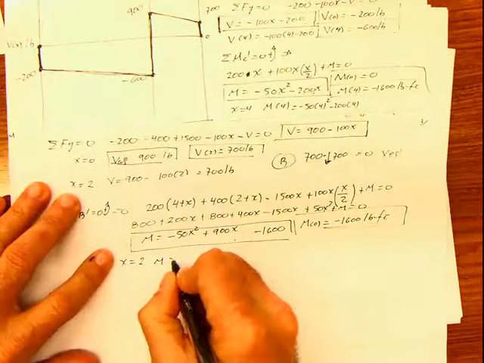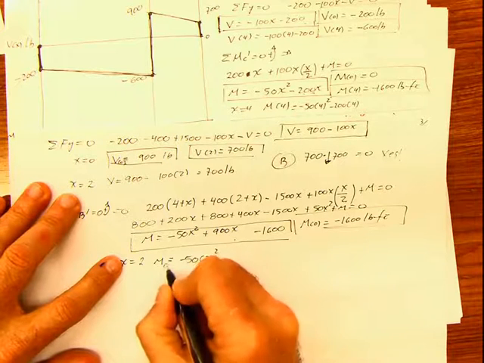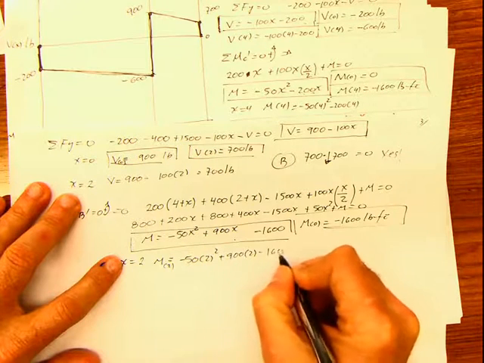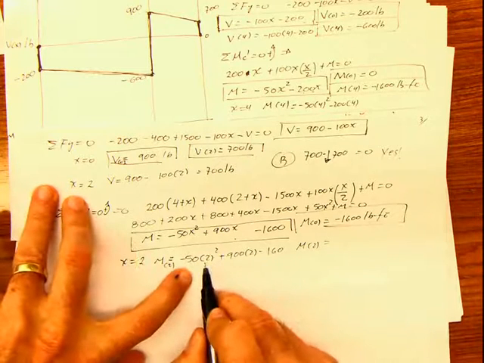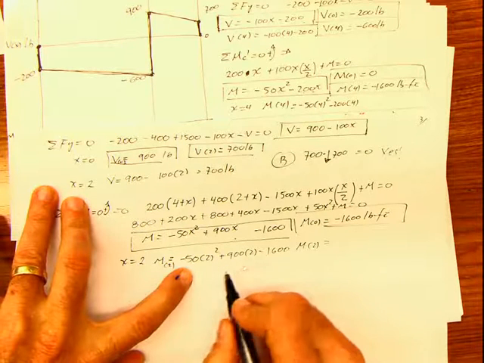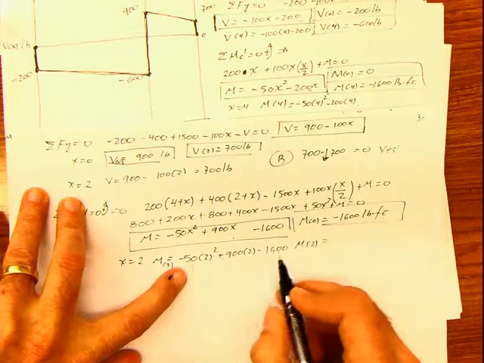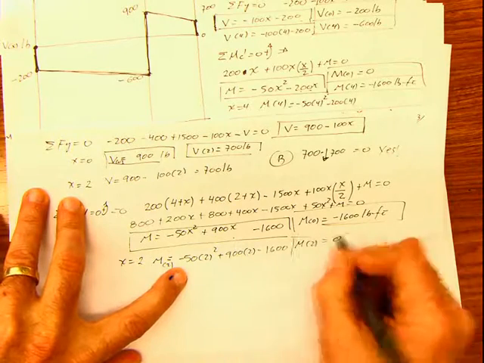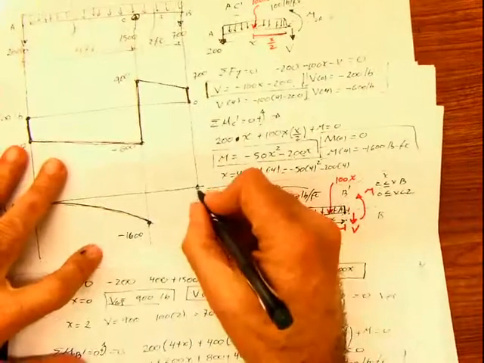then the moment is going to be equal to negative 50 times 2 squared, M of 2, plus 900 times 2, negative 1600. M of 2 is going to be equal to, this is negative 400, and this is negative 400 here. No, this is 4 times 50 is negative 200 here, and negative 1600 is negative 1800, positive 1800, 0. That means that at this point, the moment is 0.